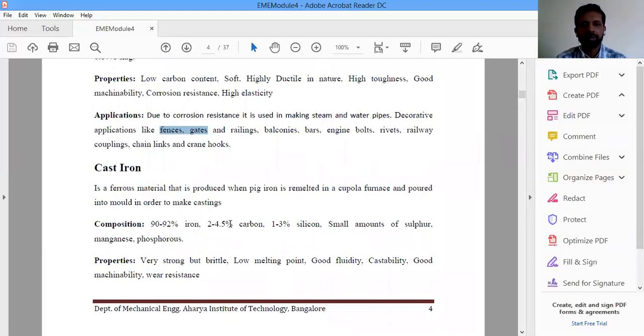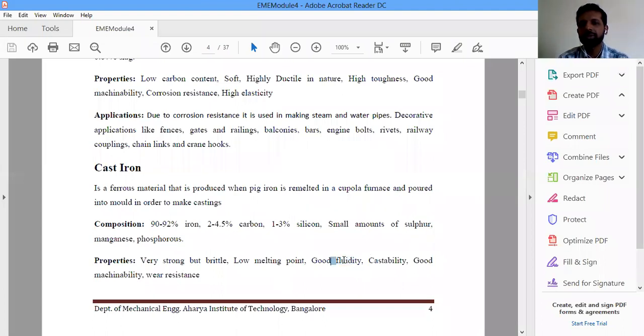Now cast iron, we have seen this. It consists of about 2 to 4.5% carbon and a smaller amount of silicon and sulfur also. They are very brittle, very strong, and have good fluidity. That is, when heated to red hot temperature, they get converted into the liquid phase, and they can start flowing very easily. There will not be so much resistance to flow, that is, low viscosity.